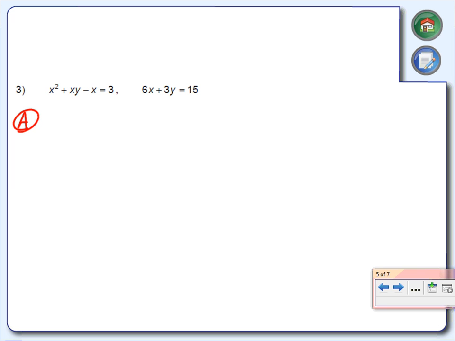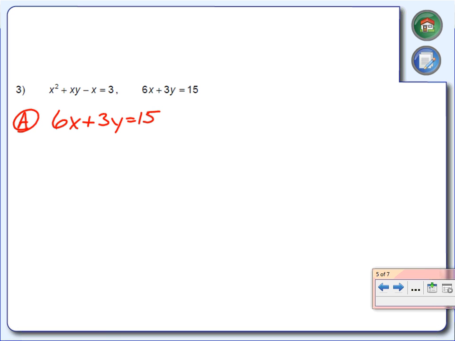First thing we're going to do is we're going to get y by itself. The question is, which equation are we going to use? Are we going to use the first one or the second? Which one looks easy? Which one you want to use? First one or the second? All right, so we'll use the second. 6x plus 3y equals 15. And all we're going to do is get y by itself.